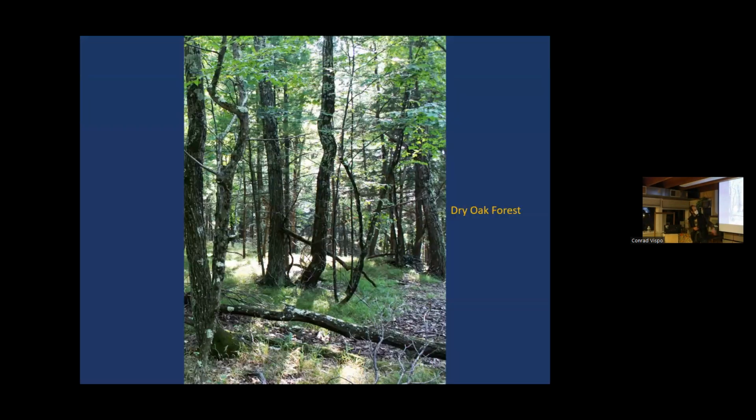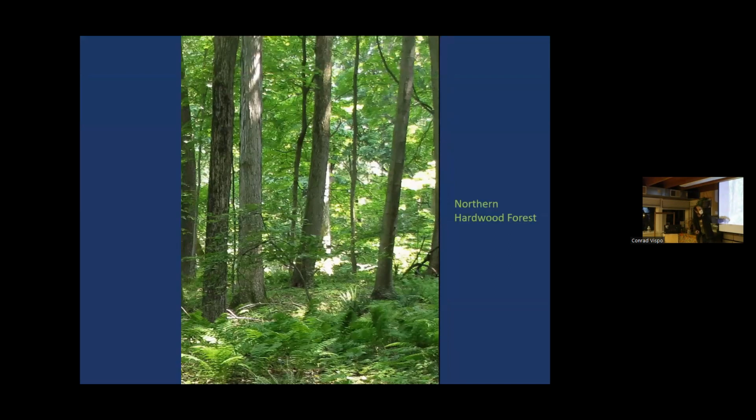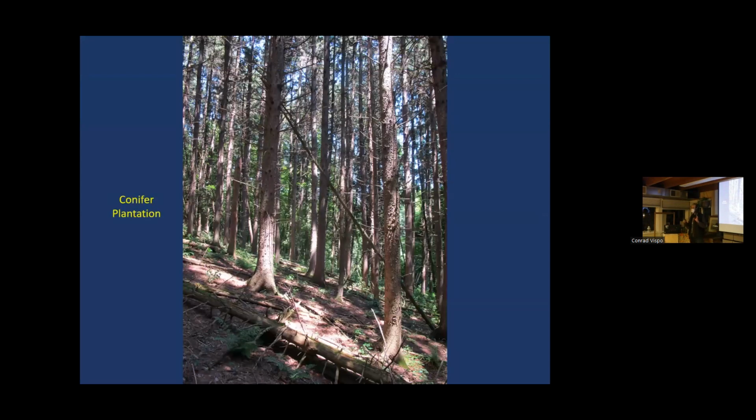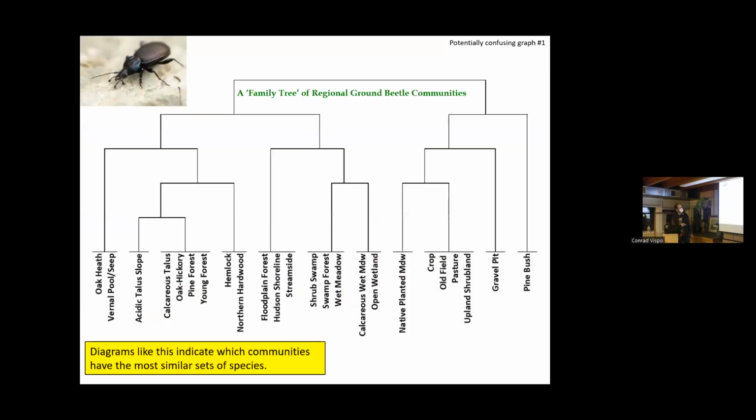And, you know, you can be kind of specific. You can even break the forest up into dry oak forest, northern hardwood forest, floodplain forest, conifer plantation. Each of these are different flavors of forest. And you can do something like this. Now, this is not evolutionary, but this is a way of clustering the different communities.